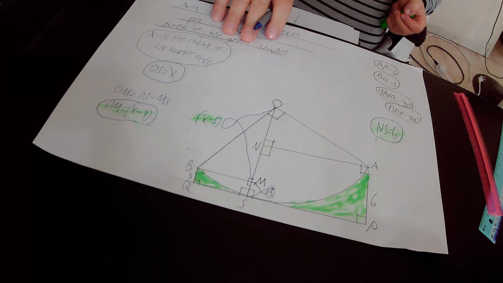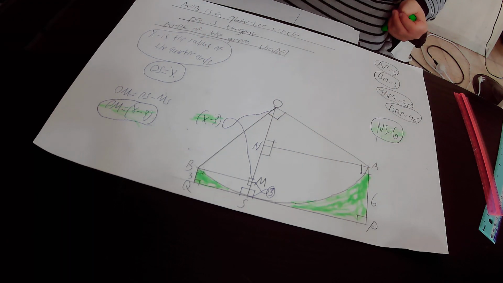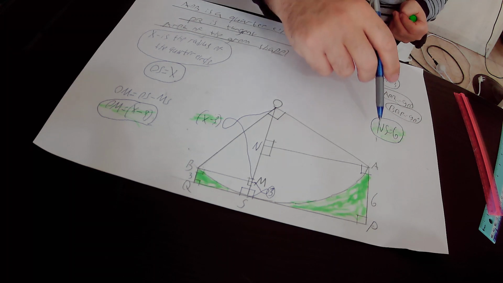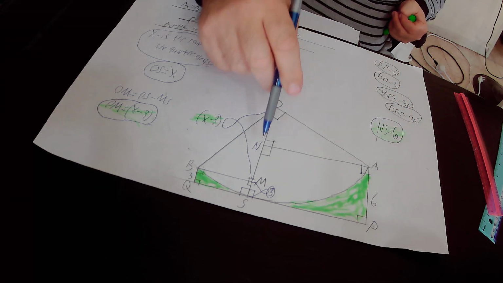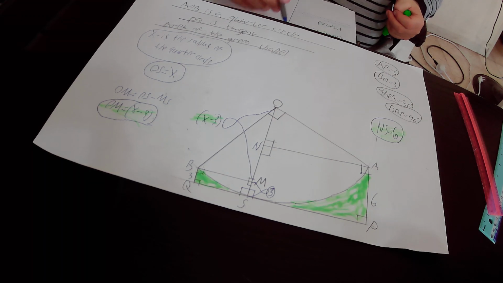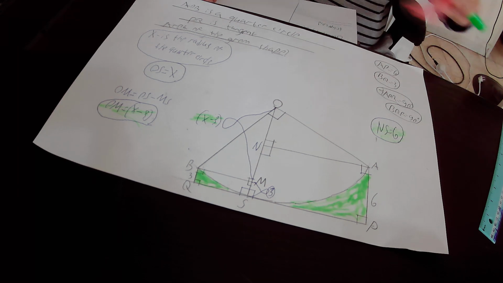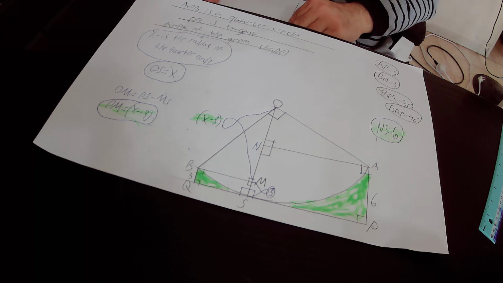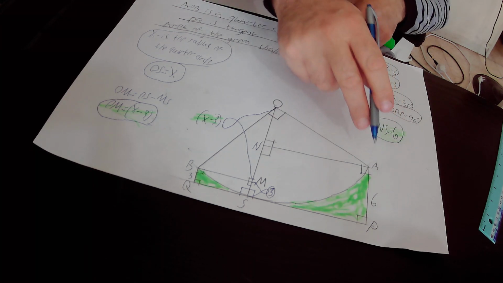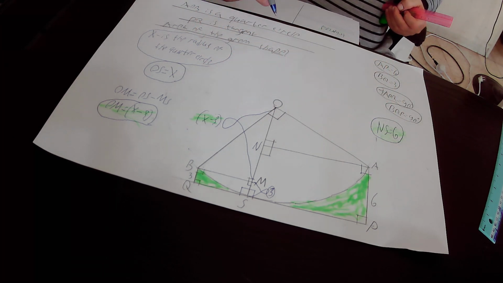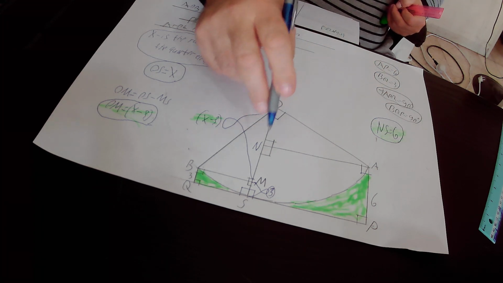And we also know that the opposite sides of a rectangle are parallel to each other. So in rectangle ANSP, side AP is parallel to side NS. So I write it down. In rectangle ANSP, side AP is parallel to the opposite side, side NS.